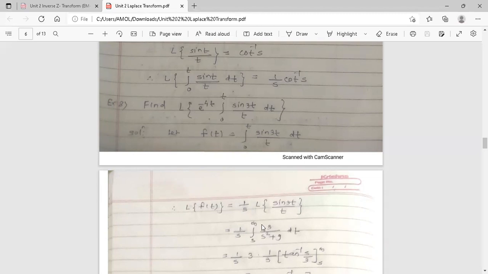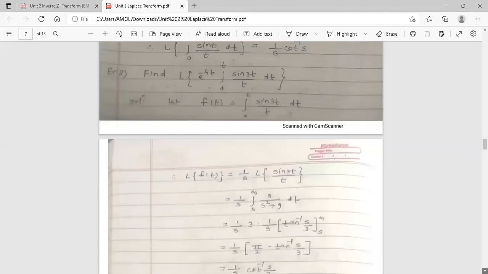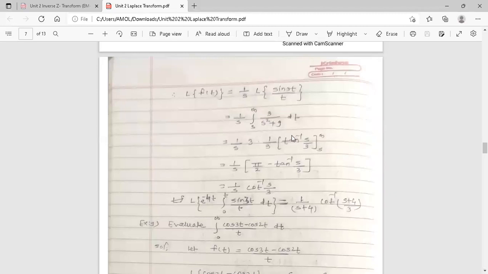Here it is 3 upon s square plus 9. Then using the division by t property. What is the division by t property? You integrate the 3 upon s square plus 9 over s to infinity. To integrate it, the integration is like this. This 3 is a constant. 1 upon a, a is this 9 is a square. The square root of 9 is 3. So 1 upon 3 into tan inverse s by 3. Limits s to infinity. 3 gets cancelled.